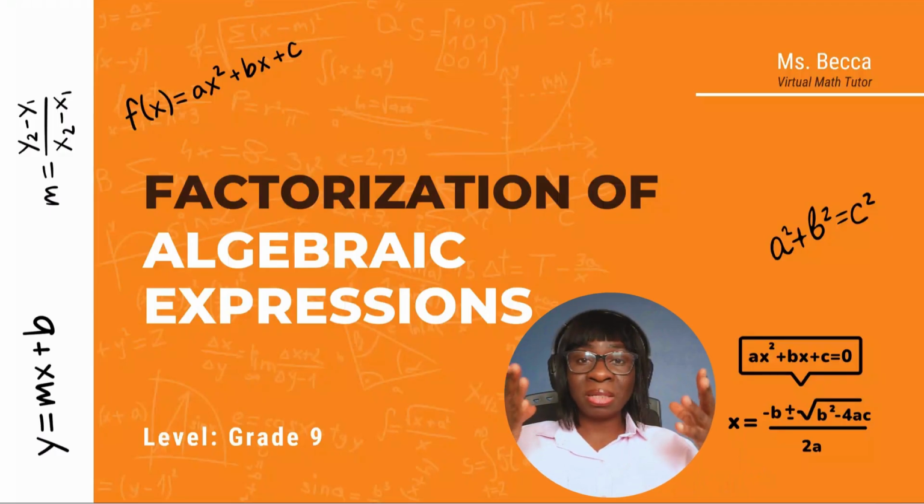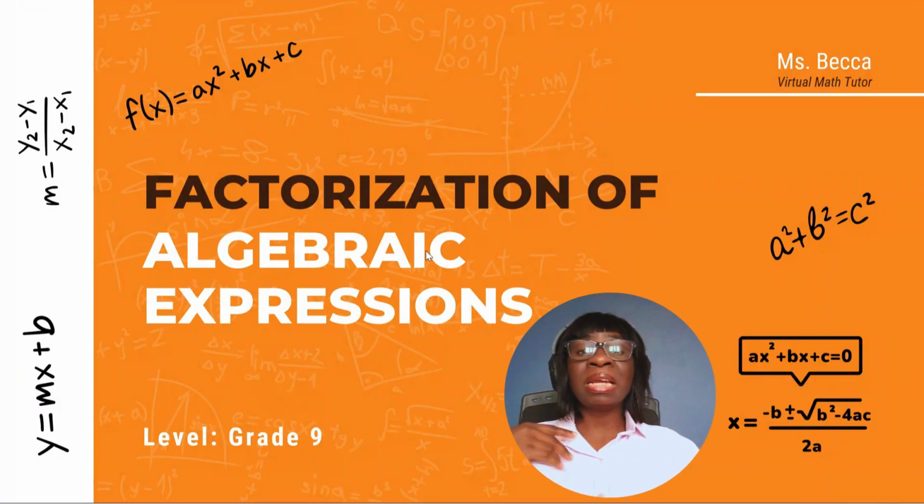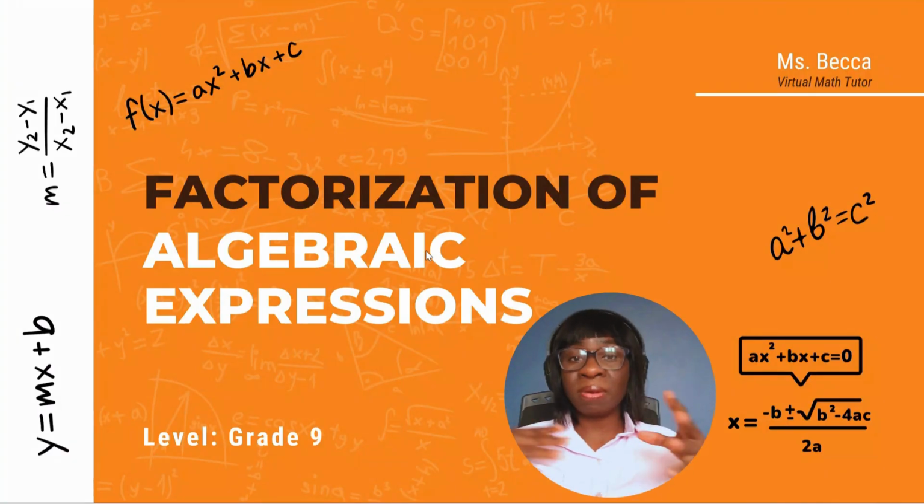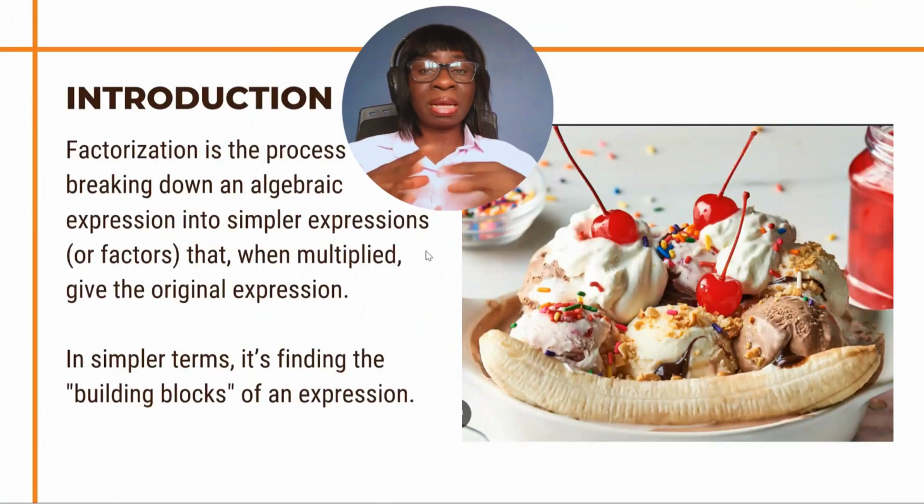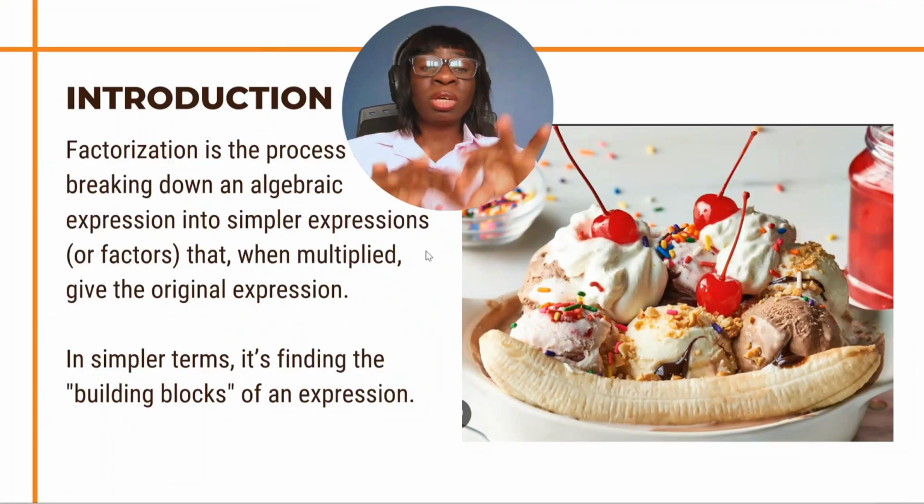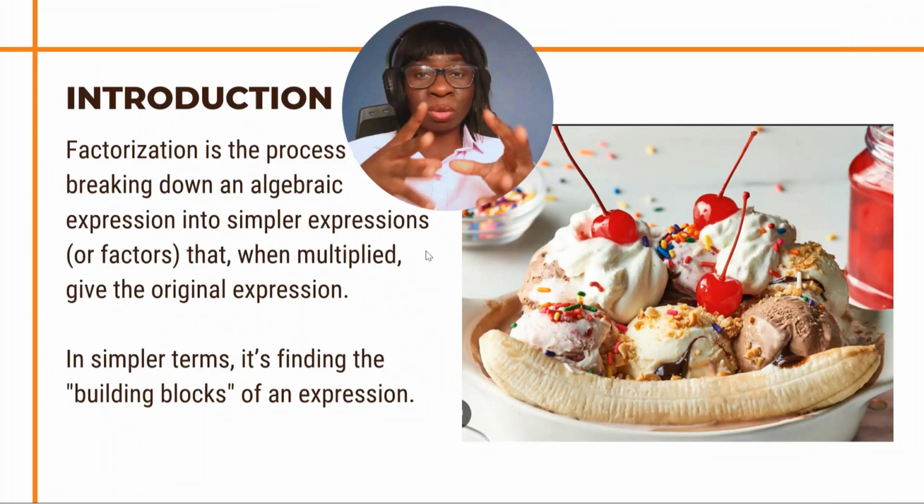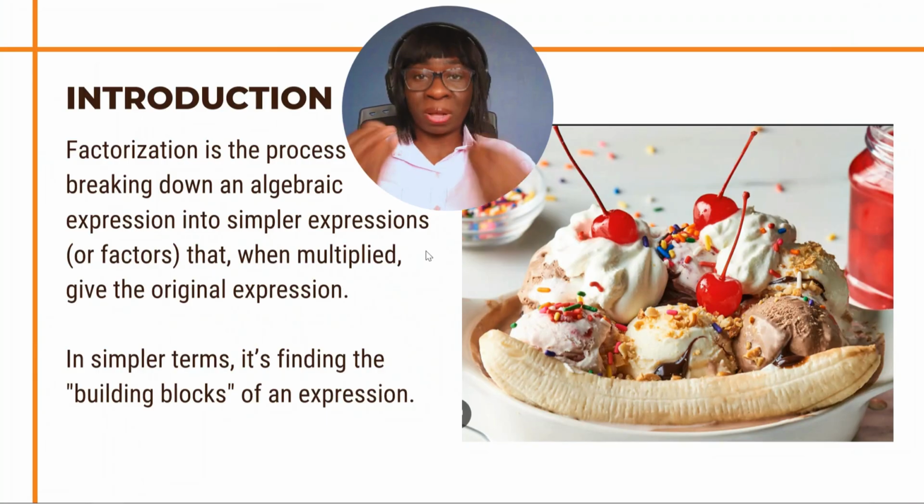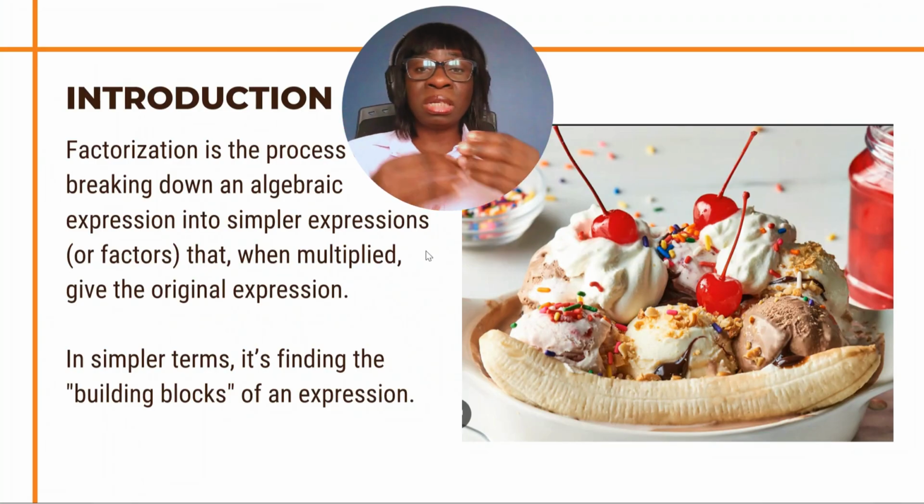So, what is factorization? Have you come across a banana split before? If yes, then we can use it to explain factorization. This is a banana split. It is a combination of banana, ice cream and toppings. It is already made up. We've mixed all the ingredients together to give banana split. But when it comes to factorization, it is like we want to separate all the ingredients of the banana split. We want to put the banana aside, put the cream aside, put the toppings aside. So that is what factorization means.